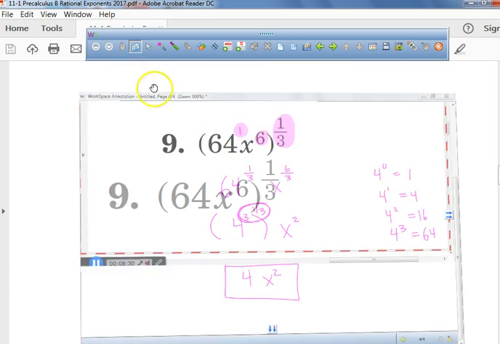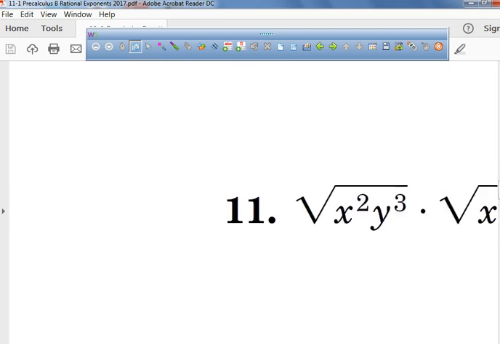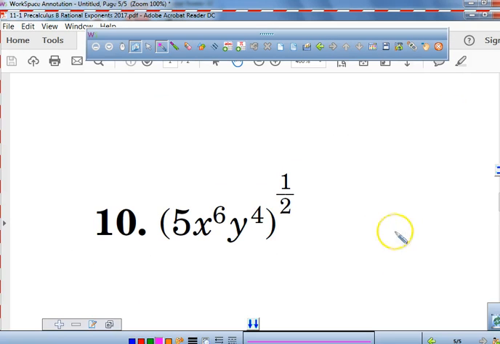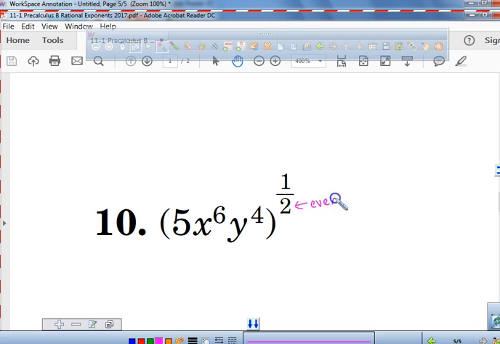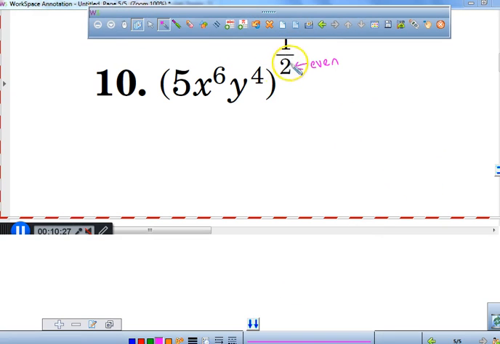All right, so moving on. Number 10. Okay. Index, everybody. What's our index right here? That's even, right? All right, so, everybody, here's what we're going to do. You're going to apply a half to every single number. So here's what I want you to put: 5 to the power of a half. Now, is that the same thing as the square root of 5? Yes.